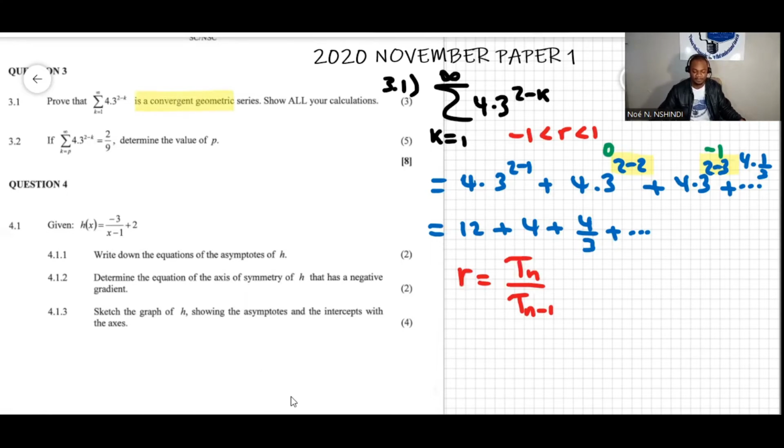Now let's work out R here. R will be equal to 4 over 3 over 4 over 12, I mean 4 over 12, and then this is a third. Therefore, a third is between -1 and 1. So therefore, proven.